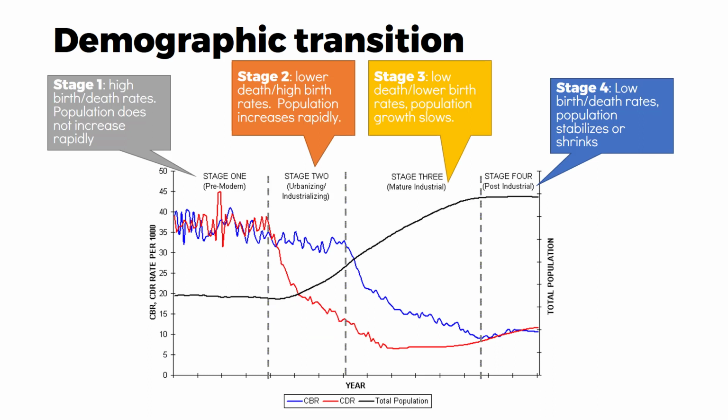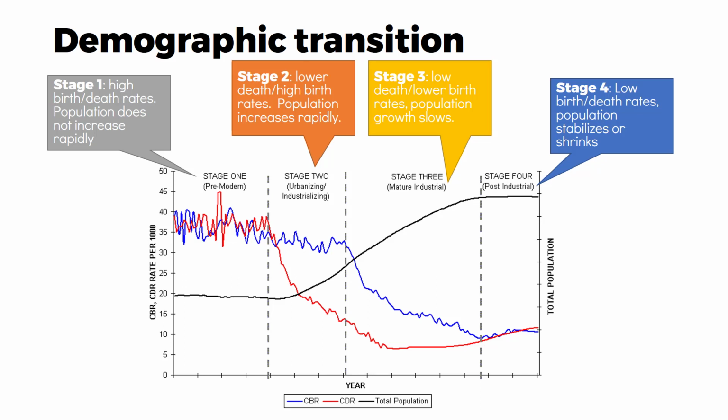So when we look at birth and death rates, or the arithmetic population increase, we use a demographic transition model. This helps identify which stage a population is in, which can help predict growth rates, and the number of dependent children and elders to be cared for. In stage 1, there are high birth and death rates. Population does not increase rapidly because the birth and death rates balance out.